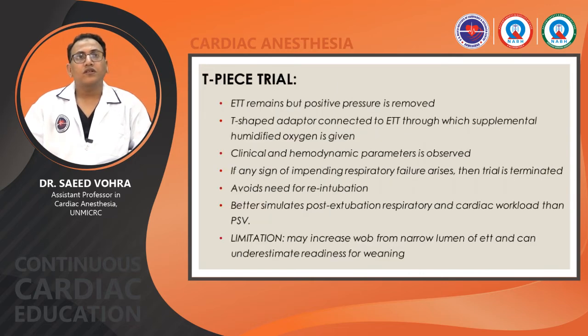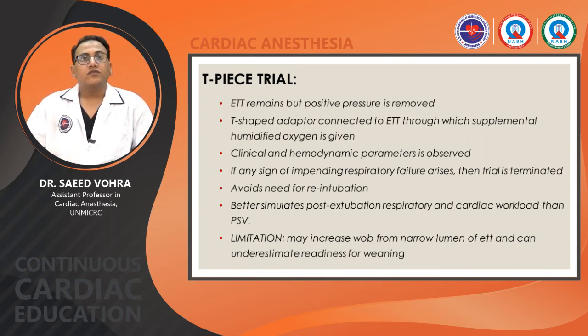Now we will see the T-piece trial. In the T-piece trial, the endotracheal tube remains but the positive pressure is removed. A T-shaped adapter is connected to the endotracheal tube through which supplemental humidified oxygen is given and the clinical and hemodynamic parameters are observed. If you have any sign of impending respiratory failure, then the trial is terminated. This avoids the need for re-intubation because the endotracheal tube is still in the patient.